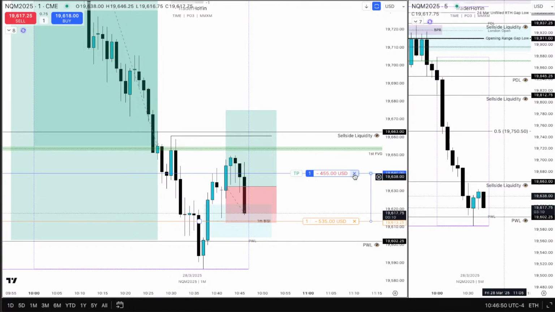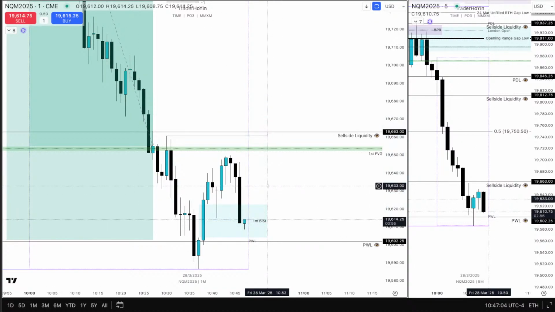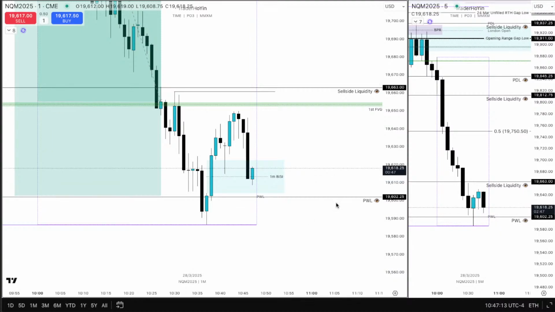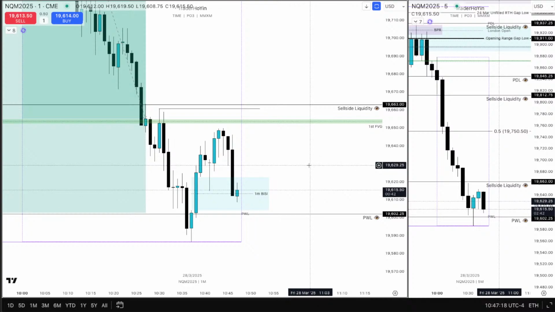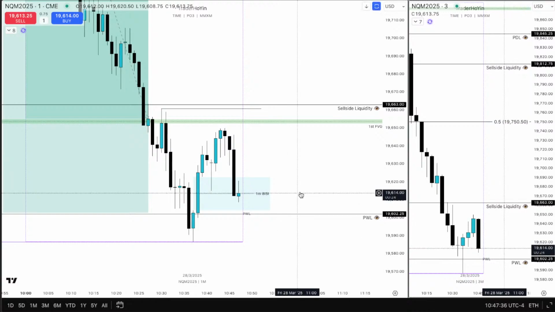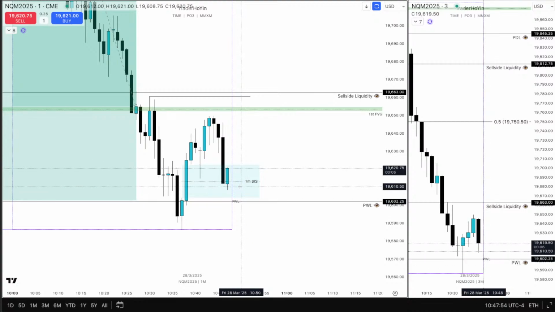It's going lower, cutting this. Maybe one more tap below and then reverse. Maybe like this.